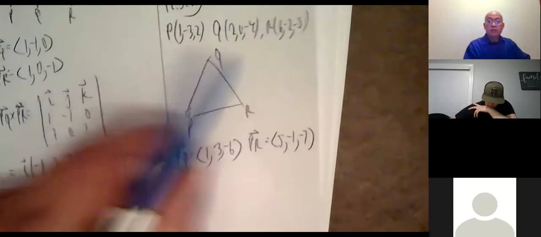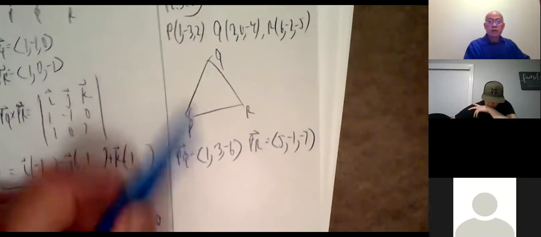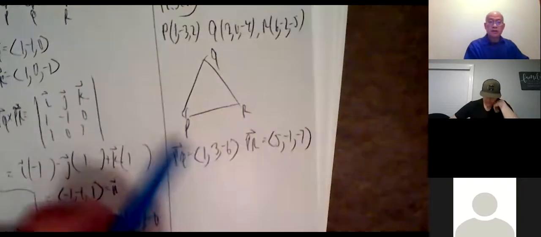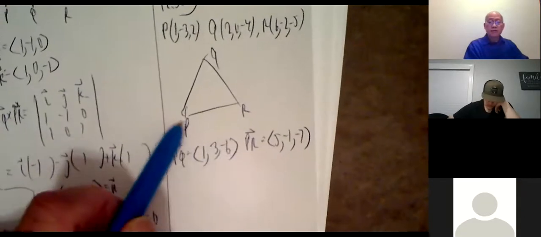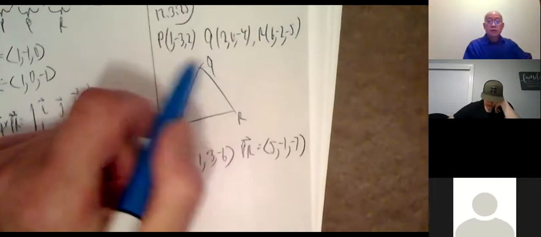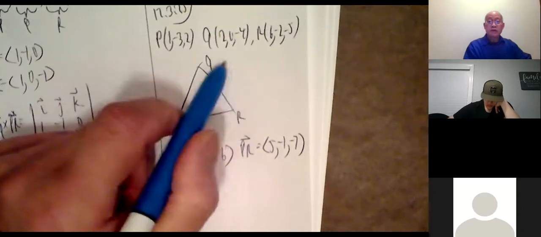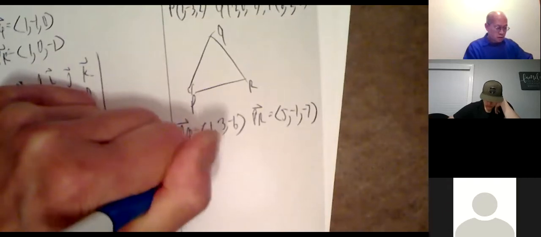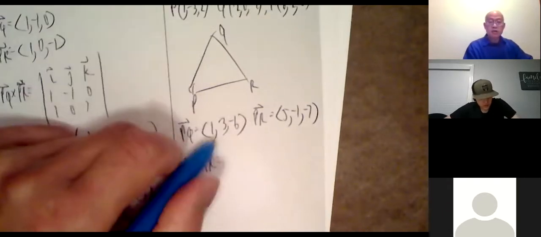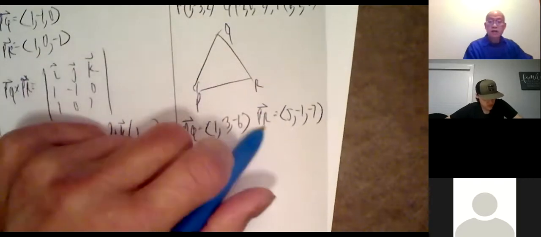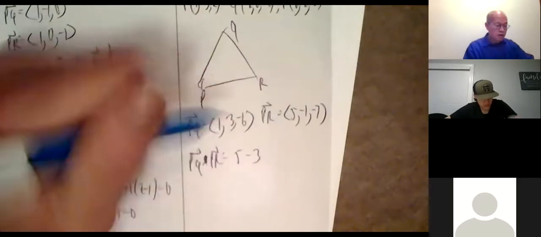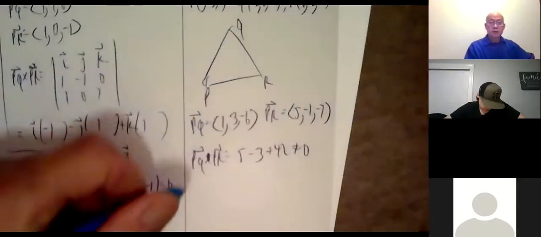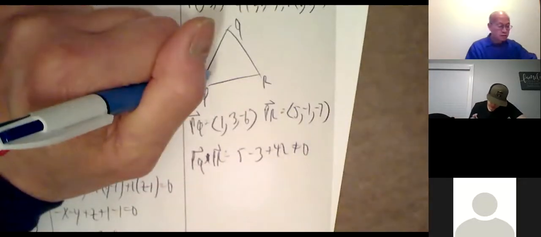Let me double check. From 1 to 2, you add 1, correct? From -3 to 0, you add 3. From 2 to -4, you subtract 6. That's right. PQ and PR have to emanate from the same point. So from P to R: 5, that's right; -1, correct; -7. So PQ dot PR is 1 times 5 is 5, 3 times -1 is -3, and -6 times -7 is 42. That's not equal to 0, so this is not a right angle.